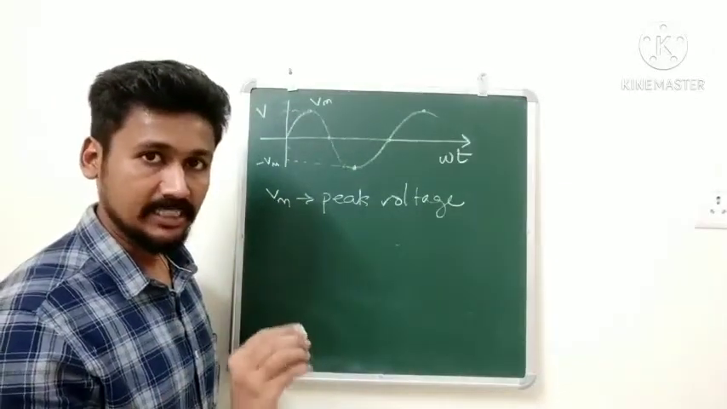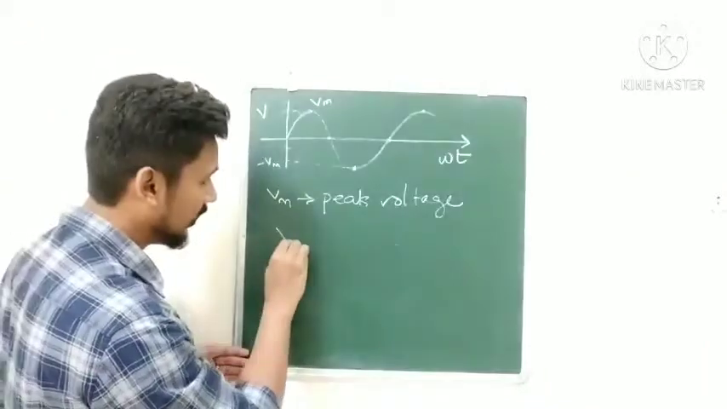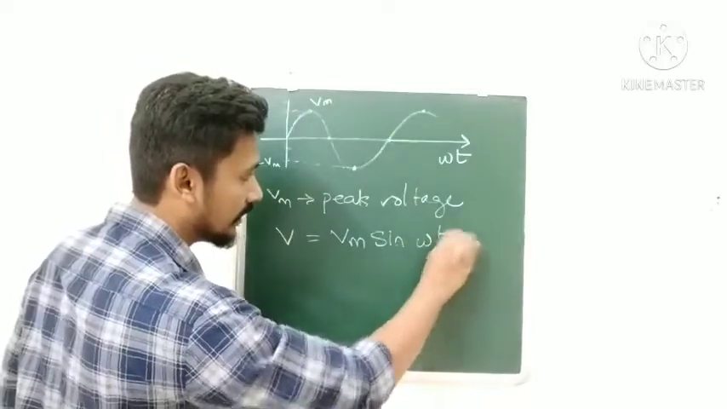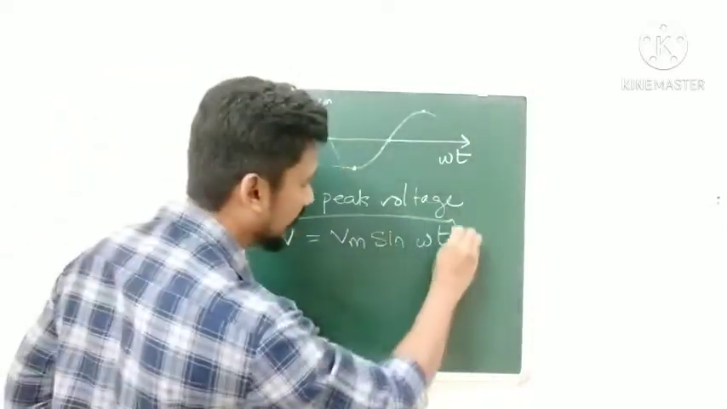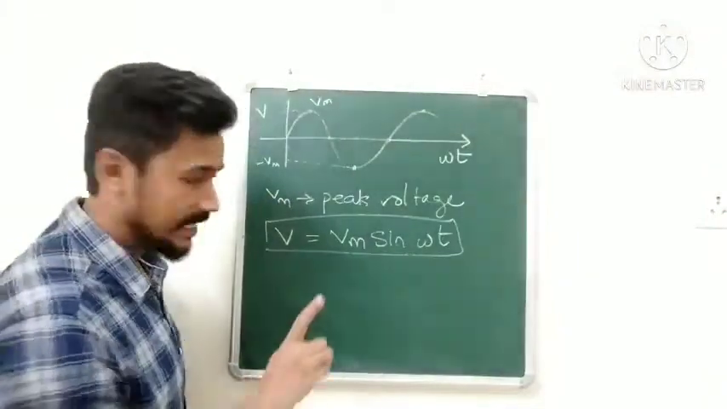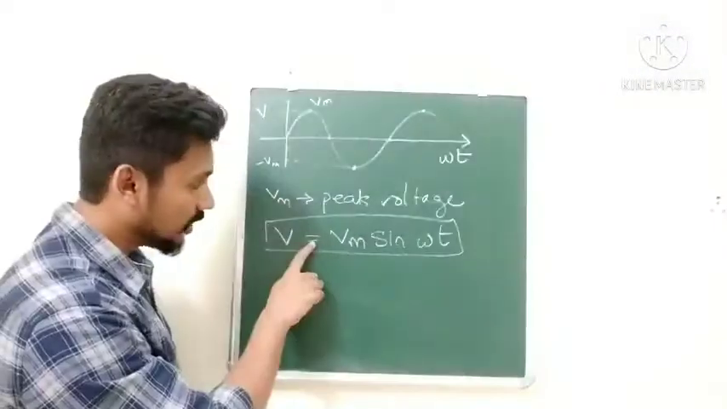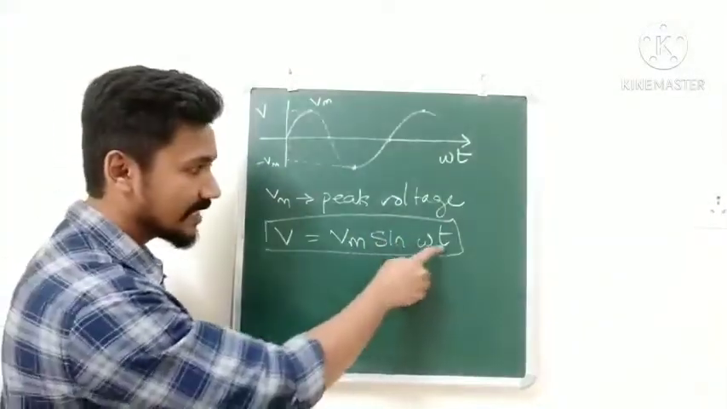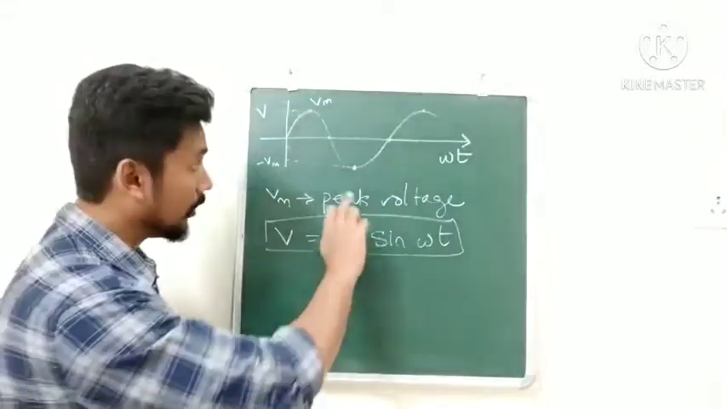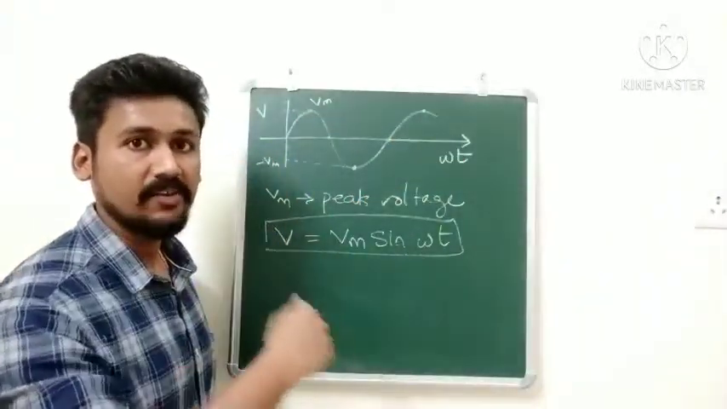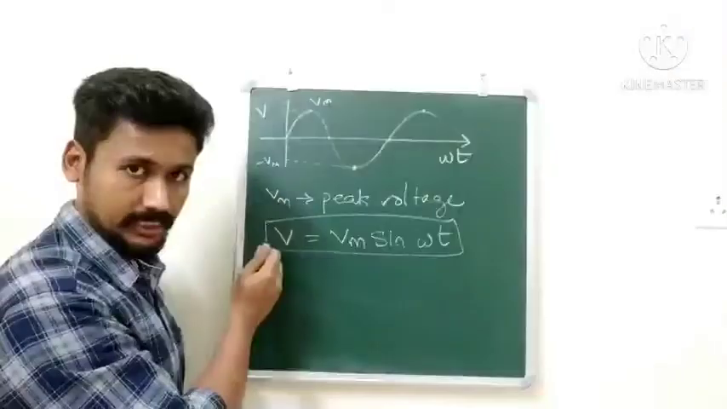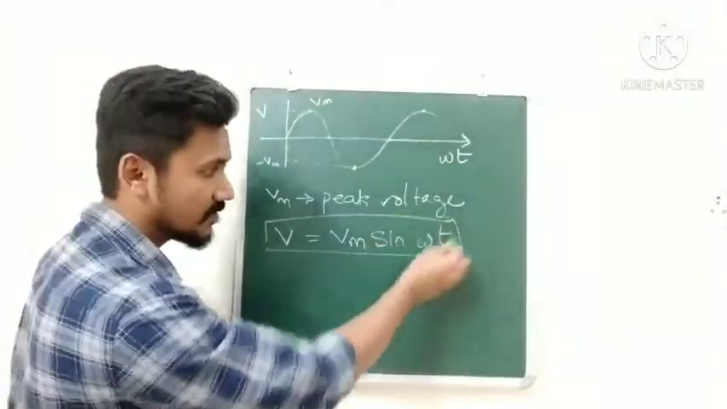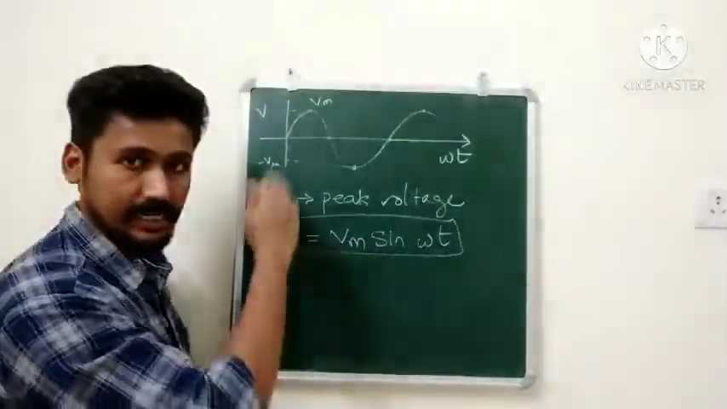So we get the relation for AC voltage as follows. We get V is equal to Vm sine omega t. This relation is very important to remember. It shows that the alternating voltage is equal to the peak voltage multiplied by sine of omega t. This sine is coming because it is a sine wave function. So alternating current voltage is a function of sine. As this omega t value changes, the value of sine will change, and that way we will get the alternating voltage.